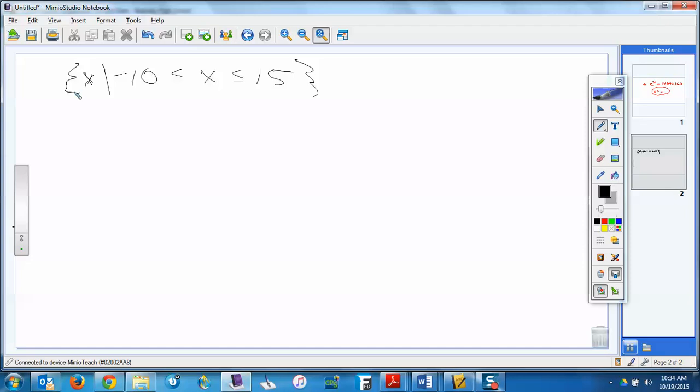Now, we will not be required to write it like that a lot. It will be acceptable for you to do this. And then the notation I was really trying to get you to use there, your answer to number 2 really was supposed to be a negative 10 with a parenthesis and then a 15 with a square bracket. That's what we wanted to show. Negative 10 with a parenthesis means it does not include the left end, but it does include the right end. Okay? This is the notation we'll use a lot.